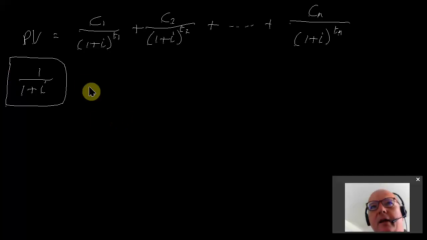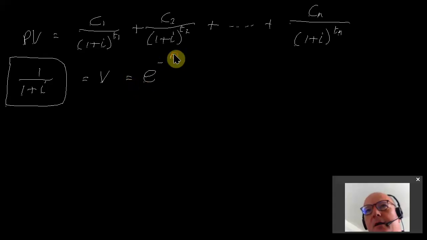Okay, and the purpose of v is that it is simply equal to that, which is really just to save you on the notation. There's a bit of a faff to write 1 over 1 plus i to the power of t, so you can just write v to the t instead. That is also equal to e to the minus delta.